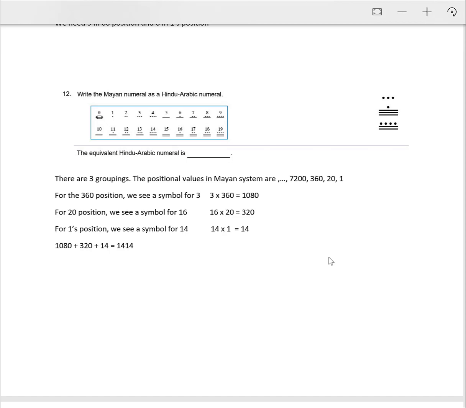And then the next position down is the positions for the 20s, and I see a symbol there for 16, so 16 times 20 is 320. And then in the single digits, I see a symbol for 14, and if I add those three numbers together, I get 1414.